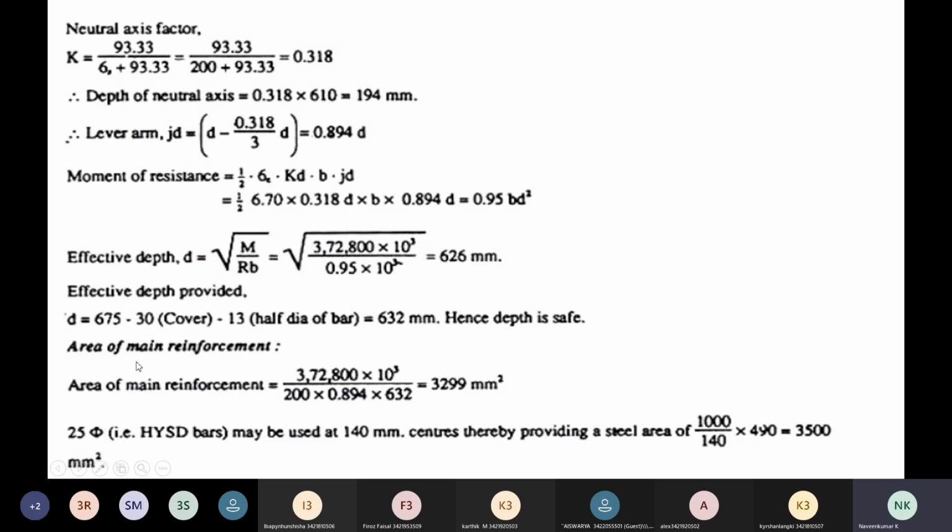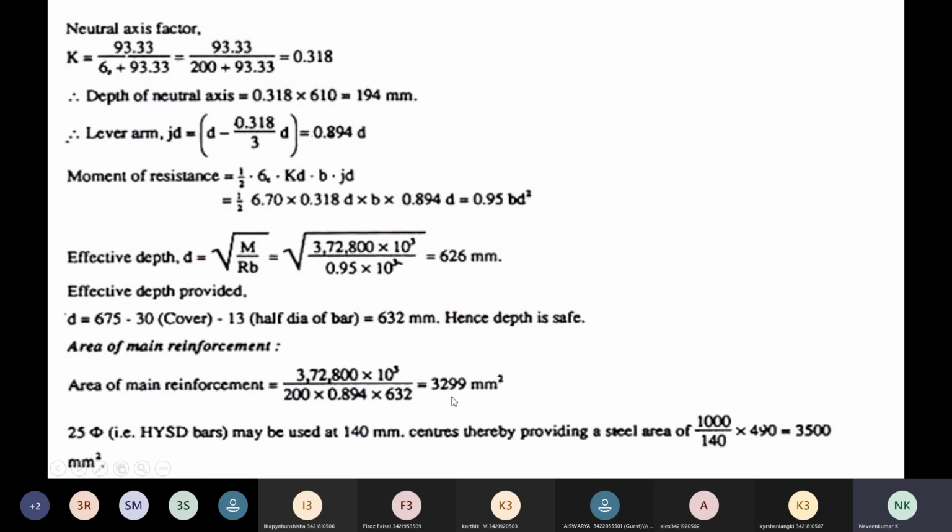After that we are calculating the main reinforcement detailing. How will you calculate? Based upon the moment only. You substitute the moment on the top side, and you substitute all other values on the bottom side. Therefore you are getting the area of the main reinforcement as 3,299 millimeter square.